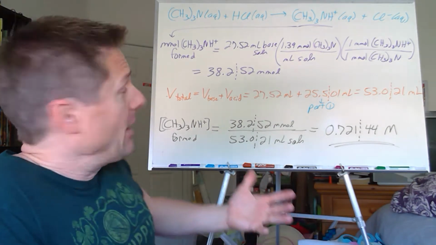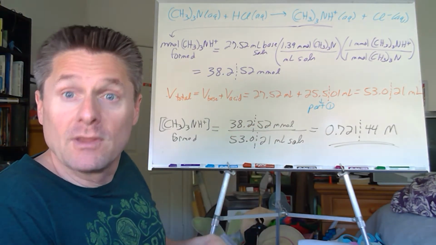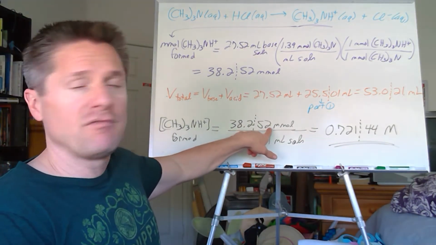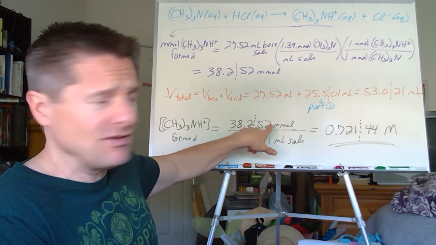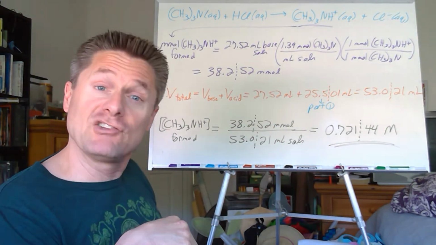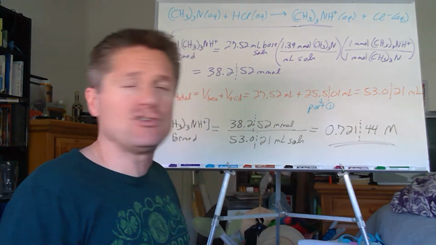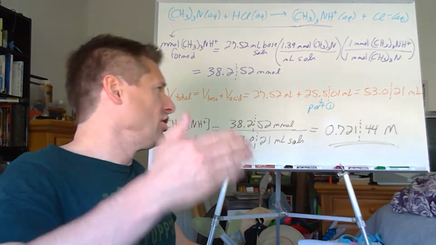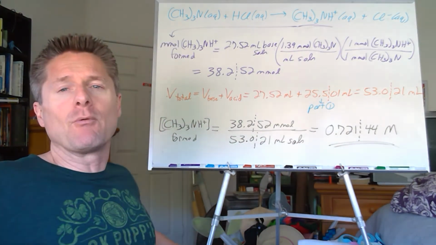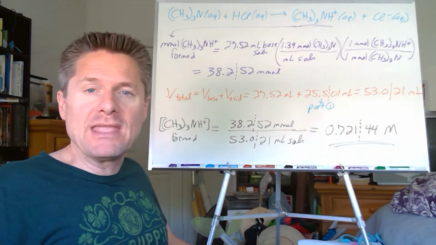So now the concentration is just the millimoles divided by the milliliters. Millimoles per milliliter is the same as moles per liter. It gives you concentration and molarity. So 38.252 millimoles to 3 significant digits divided by 53.021 milliliters to 3 significant digits. We get 3 significant digits in our answer. So 0.72144 molar. Good to 3 significant digits. No need to round that because we're not really asking for it. We're asking for the pH. So we don't round anything until we get the pH.